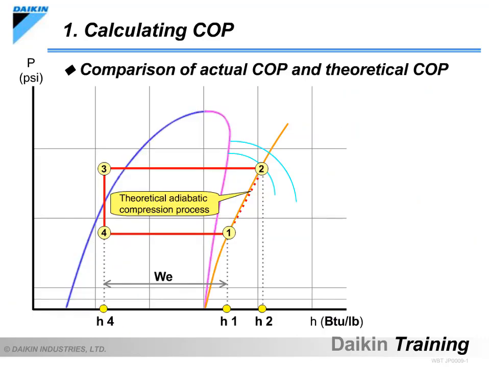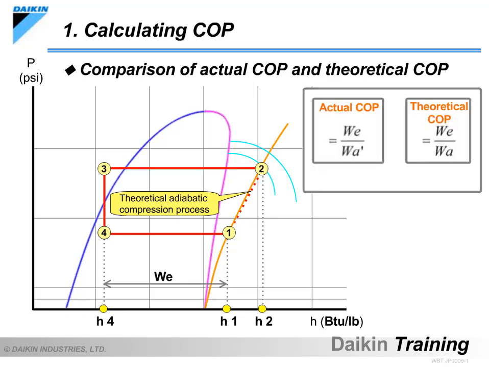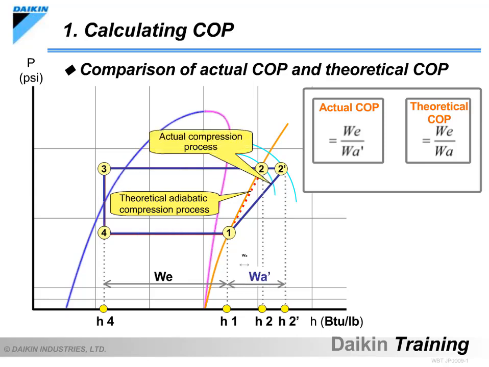Let's compare the actual and theoretical refrigeration cycle COPs. The formulae for these 2 COPs are as shown on the slide. The actual compressor discharge point differs from the theoretical point, making the actual compression work larger than the theoretical adiabatic compression work. As a result, the actual COP is smaller than the theoretical COP.